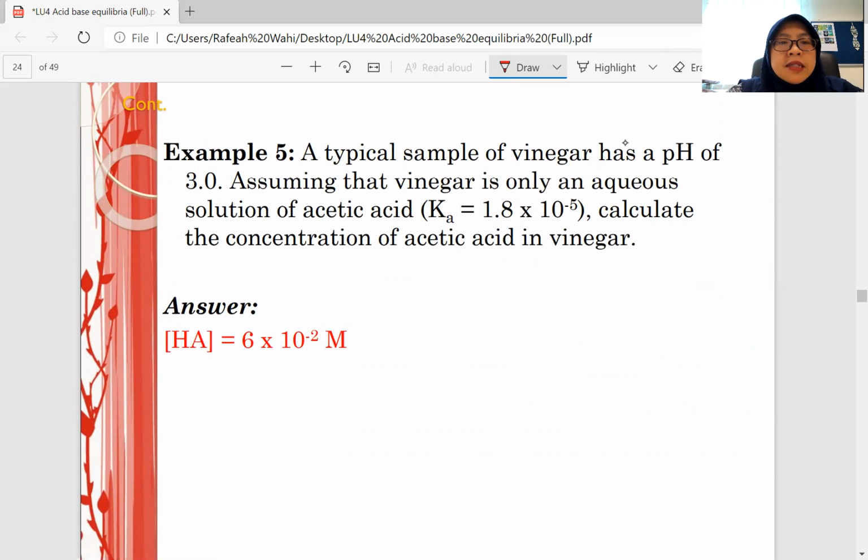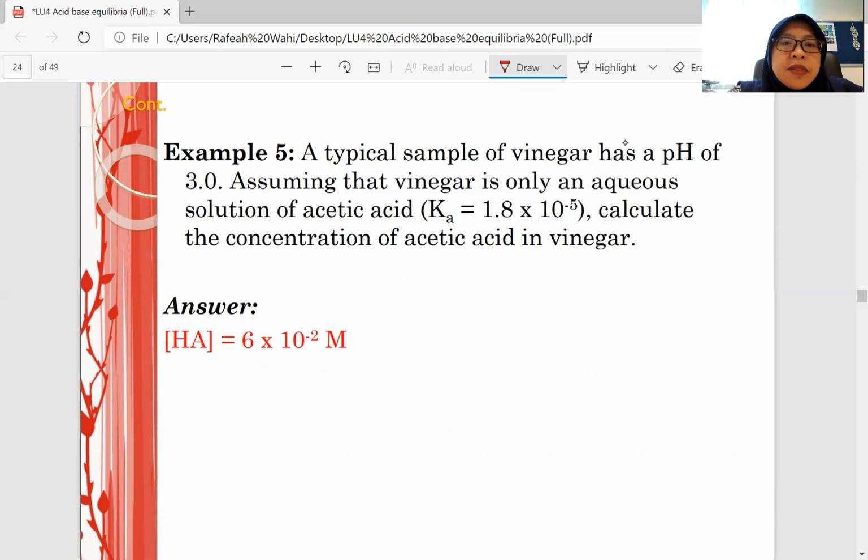Now let's look at another example. Let's say we have a typical sample of vinegar solution which has a pH of 3. Vinegar is acetic acid, and acetic acid is a weak acid. Again, we will be using the Ka expression as discussed just now: Ka is equal to the concentration of H plus ion times the concentration of the conjugate base, divided by the concentration of initial acid. Because this is a weak acid, we are going to use the equation again.